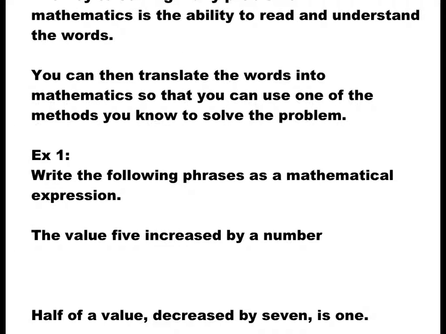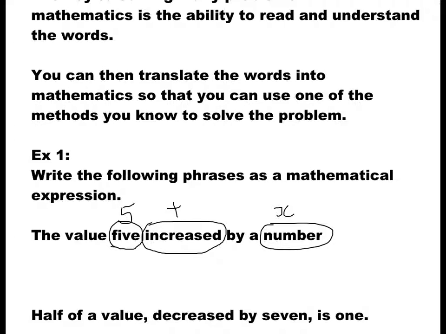The first question being asked is, how do you translate the value 5 increased by a number? Going from left to right, you see that this 5 is just a number. Increased in math means addition by a number. A number is unknown here, so we denote it with x. So I can write this one as x plus 5. A number is increased by 5. That was pretty simple.